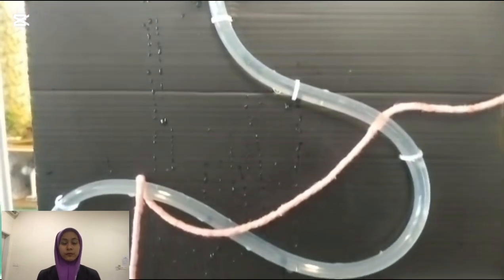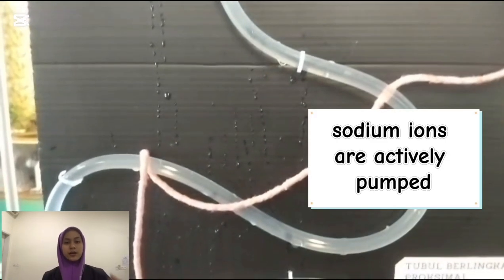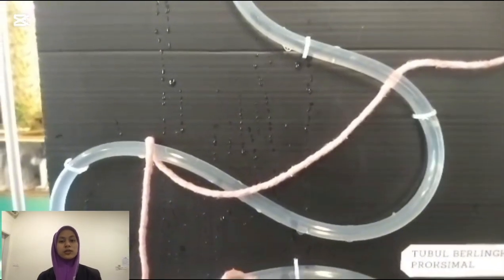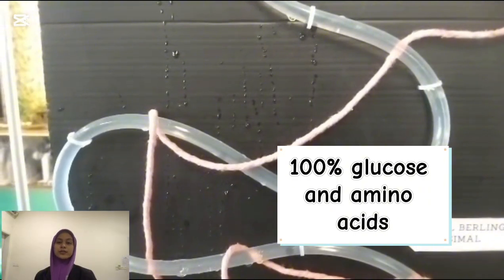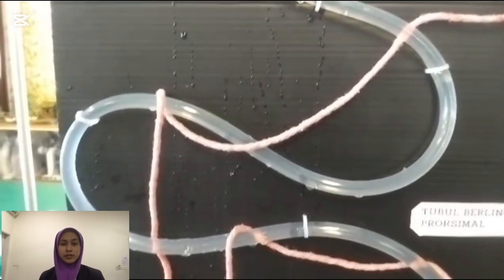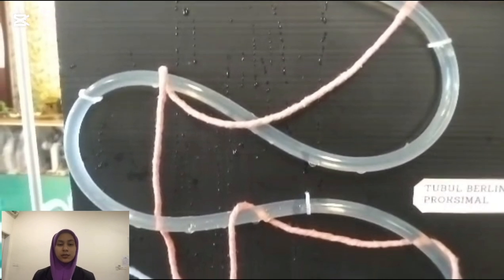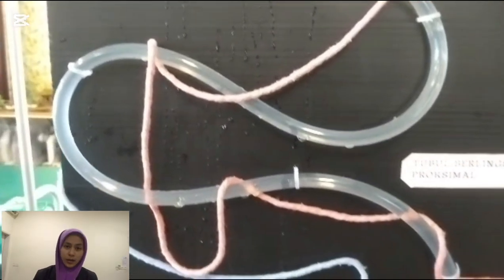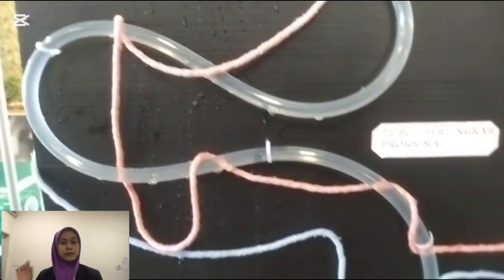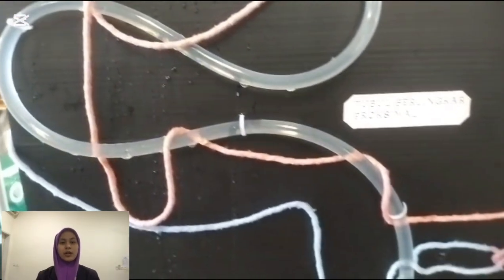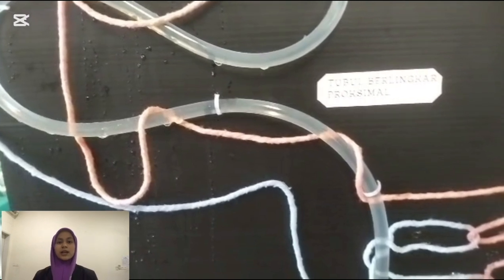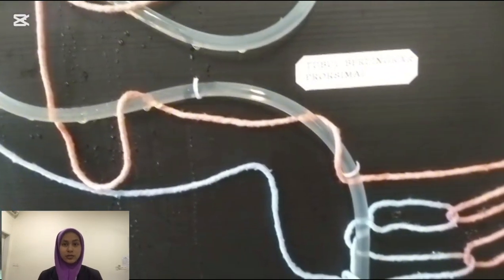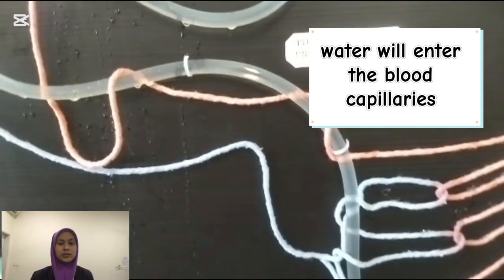Now, moving on to the proximal convoluted tubule. Here, the process of reabsorption occurs. Substances such as sodium ions are actively pumped into the blood capillary network, and chloride ions are passively absorbed. The reabsorption of 100% of amino acids and glucose also occurs through active transport. The movement of dissolved substances into the blood capillary network will reduce the concentration of dissolved substances in the glomerular filtrate, but will increase the concentration of dissolved substances in the blood capillary network. As a result, water will enter the blood capillaries by osmosis.